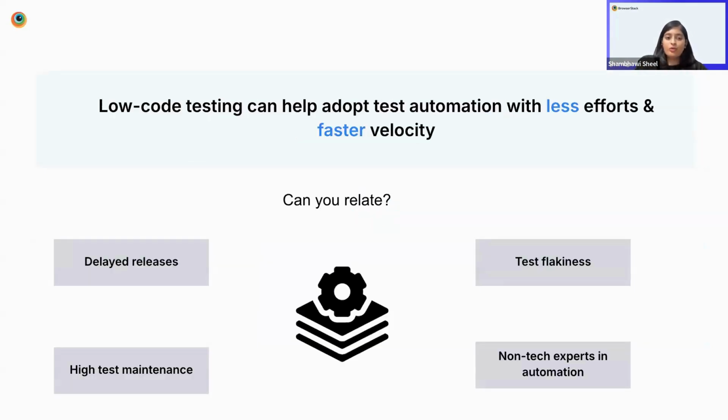So this is where low-code testing helps. Low-code testing can help you adopt test automation faster, with faster velocity and less effort. So if, say, you're doing a lot of manual regression, smoke and sanity testing, that will eventually slow down your releases. Then there are non-tech experts like business analysts or product managers who would like to chime in with the testing, but they do not really know how to code or they do not have that in practice. Third, the test coverage is low and it takes too long to build automation. And lastly, your tests are flaky and you're spending more time fixing them than building or writing new ones.